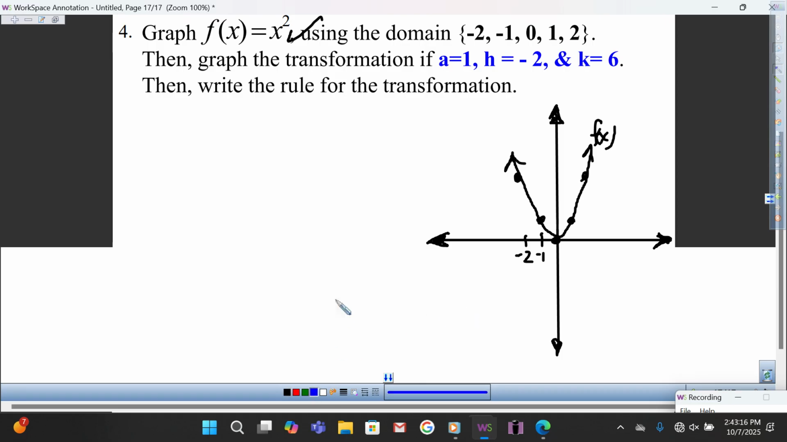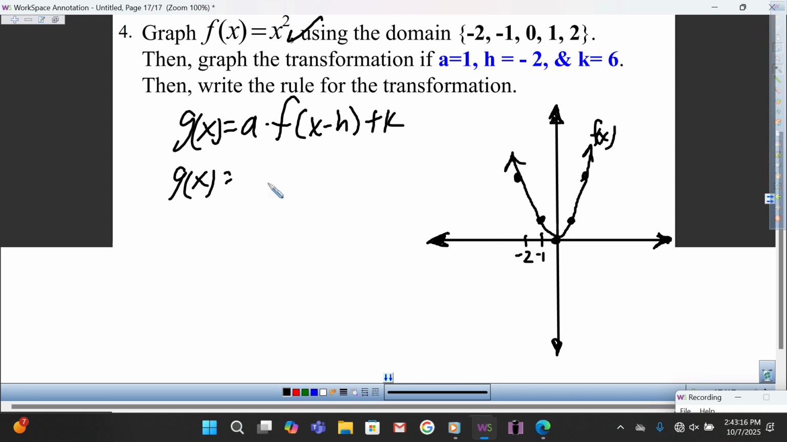All right. Next. They want us to write a rule for that. So I write our general rule. By now we know it. G of x equals a times f of x minus h plus k. We write it again. G of x equals blank times f of x minus blank plus blank, and this one is a quadratic, so a little squared.